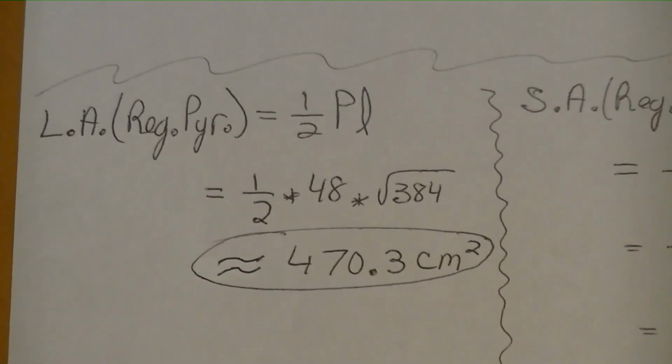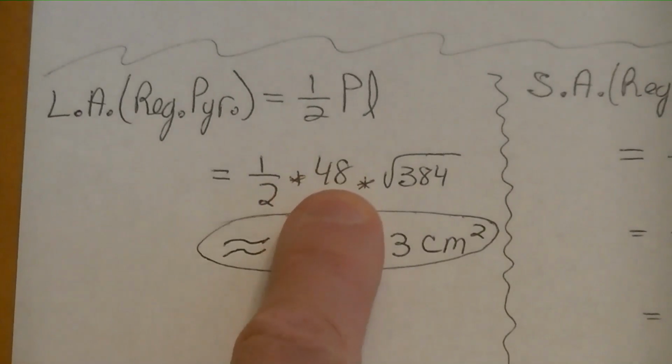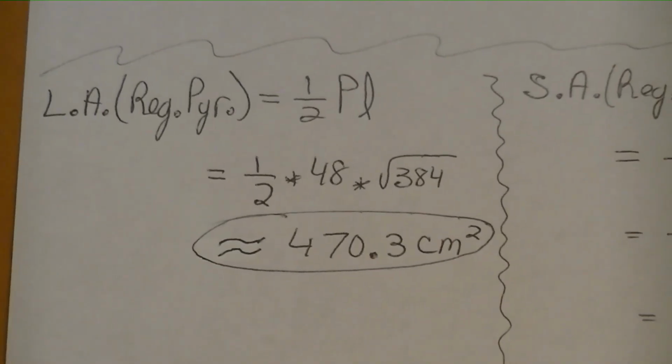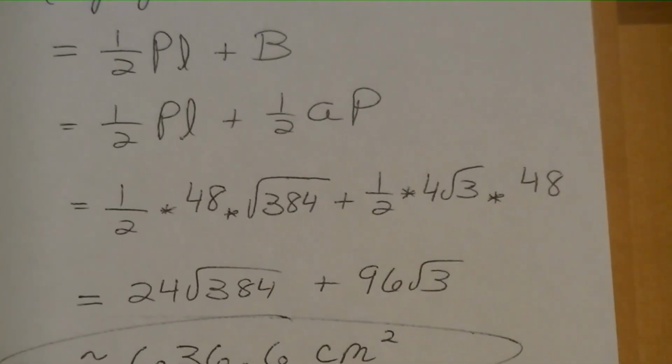Lateral area, regular pyramid, 1/2 PL. The perimeter of the base, well, if every side length is 8, and it's a regular hexagon, 8 times 6, 48 is the perimeter of the base. And I just showed you the Pythagorean theorem got me my slant height. So 470.3 centimeters squared.